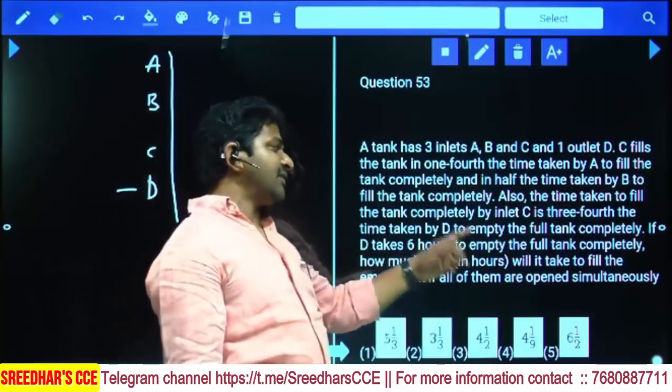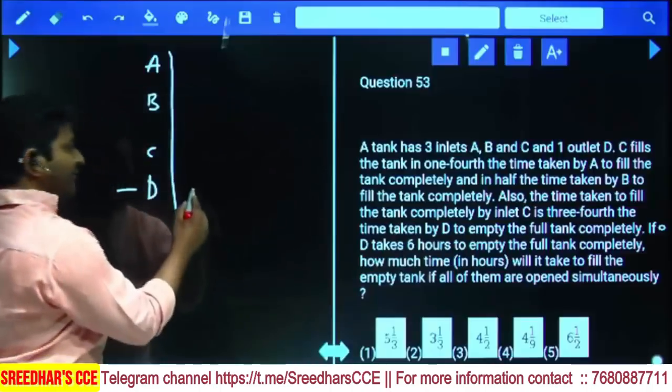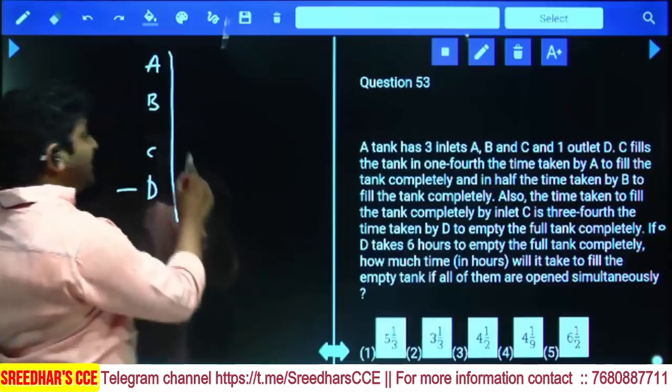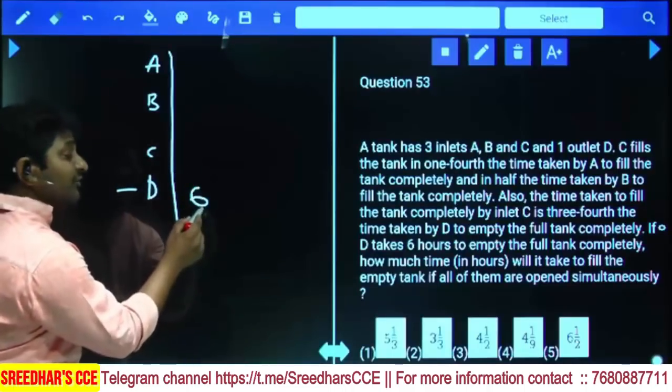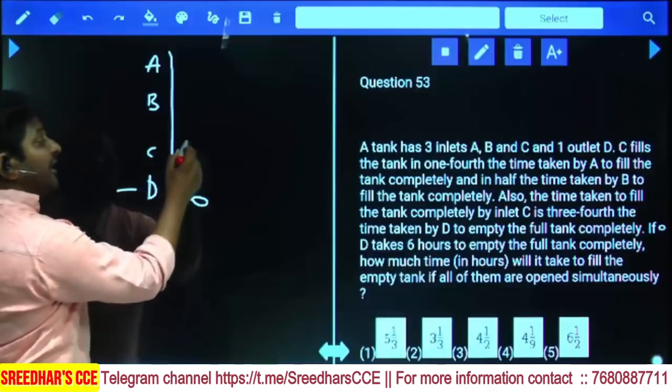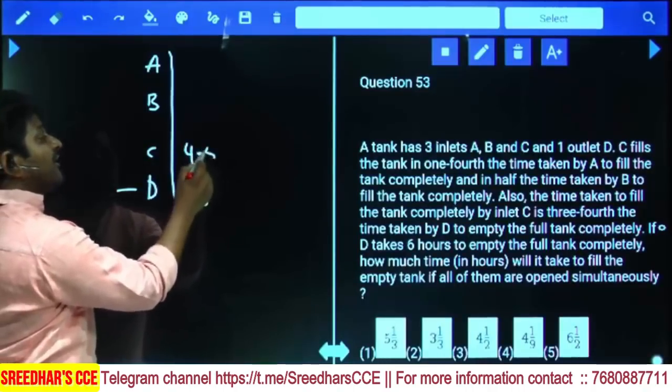If D takes 6 hours to empty the tank, C can fill it in 3/4 of that time. What is 3/4 of it? That is 18 by 4, which is 4.5.